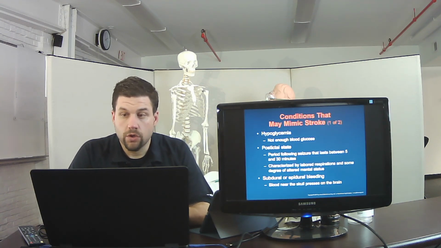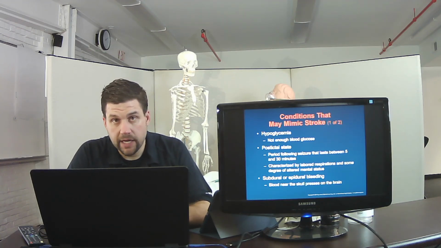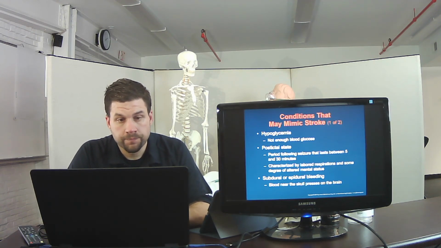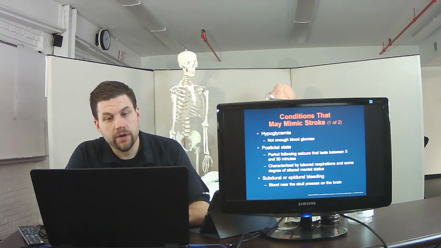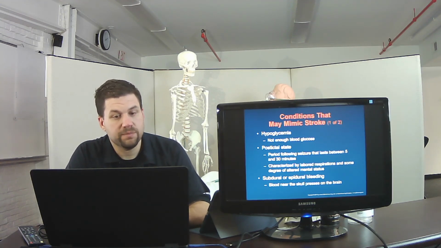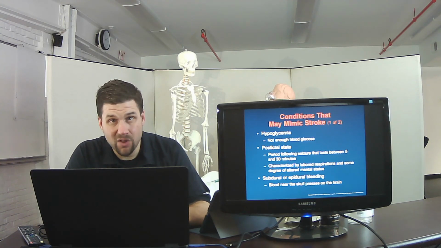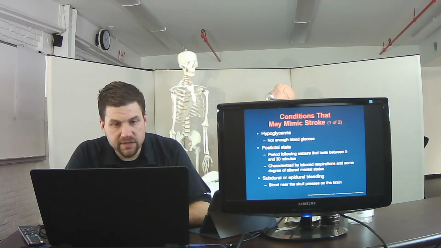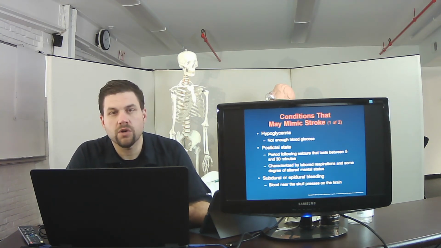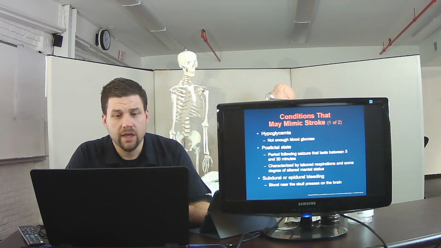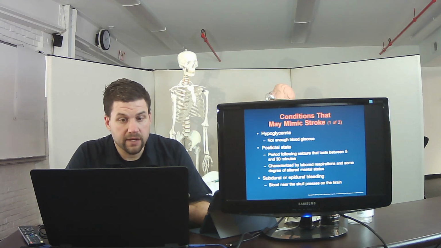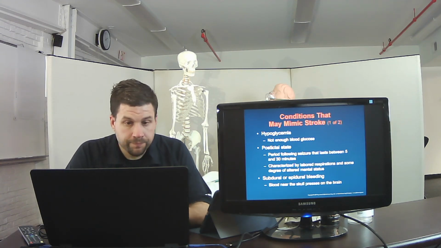Conditions that may mimic stroke. Hypoglycemia, so low blood sugar can mimic a stroke, and this is why we check it on all stroke patients. A post-ictal state. This is a following period after a seizure, and it usually lasts between 5 and 30 minutes. It can be longer at times. And this is characterized by labored respiration, some degree of altered mental status. Depending on how strong the patient's seizure is, they can have severe altered mental status, or they can be combative.